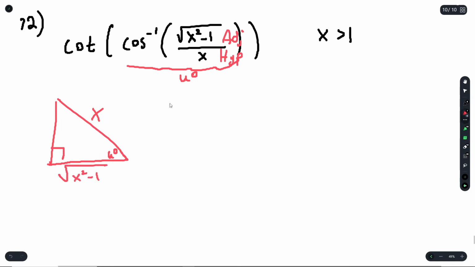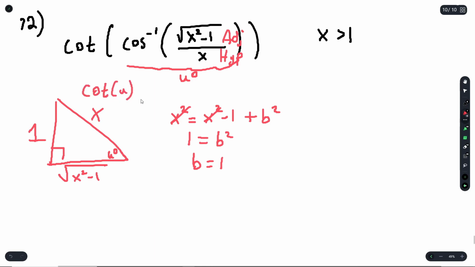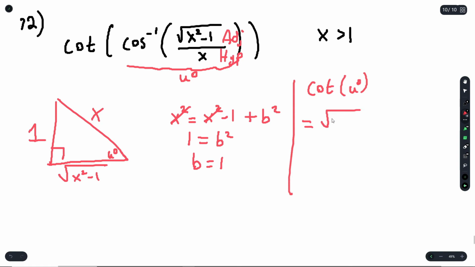Now to get the third side, we use the Pythagorean theorem since it's a right triangle. x squared is equal to x squared minus 1 plus b squared. I squared this one and I squared this one, so the radical goes away. So minus x squared plus 1 to the other side. So 1 is equal to b squared. b is equal to 1. This side is 1. So now it's basically cotan of u, and cotan is adjacent over opposite. So cotan of angle u would equal adjacent over opposite, radical x squared minus 1 over 1, which is equal to radical x squared minus 1.